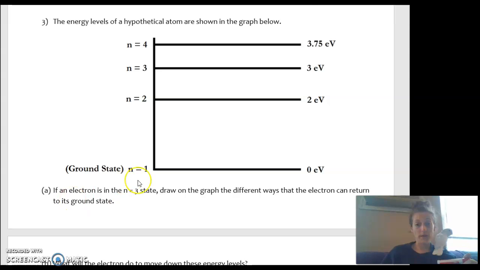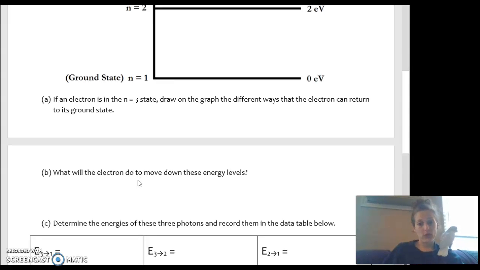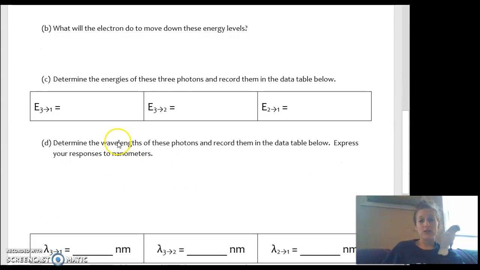So there's that one. What will the electron do to move down these energy levels? The electron emits energy. It's at a higher energy state. N equals 3 had 3 electron volts. So it will emit that energy, either as a total of 3 electron volts, from n equals 3 to n equals 1, or it will emit 1 electron volt and then 2 electron volts. So let's actually look at that here.